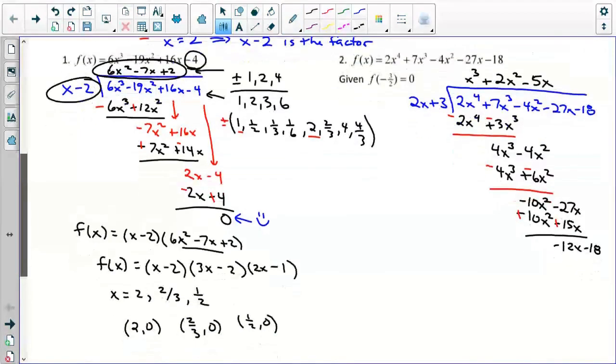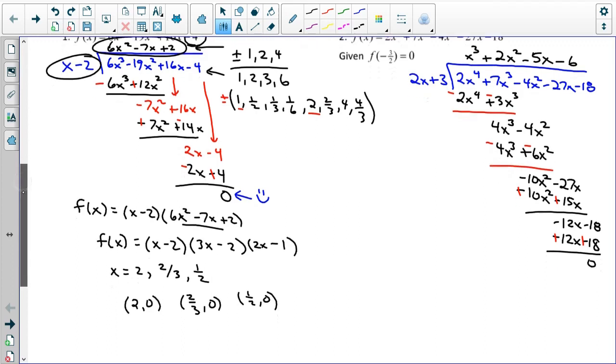I'll scroll down just a little bit. Then I have minus 6 showing up, because negative 6 times 2x gives me negative 12x. Negative 6 times 3 gives me negative 18. When I subtract these two things, I end up getting 0 as my remainder.